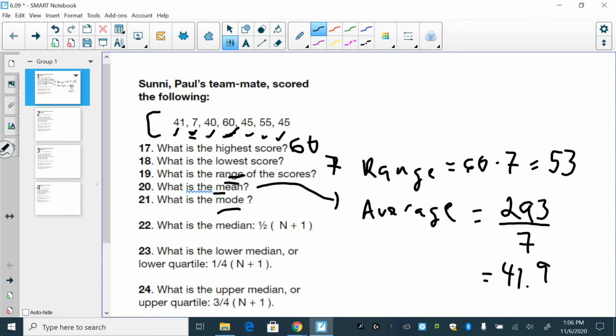The mode, which one appears most often? It looks like we've got 45 written twice and everything else is written once. So 45 would be the mode.